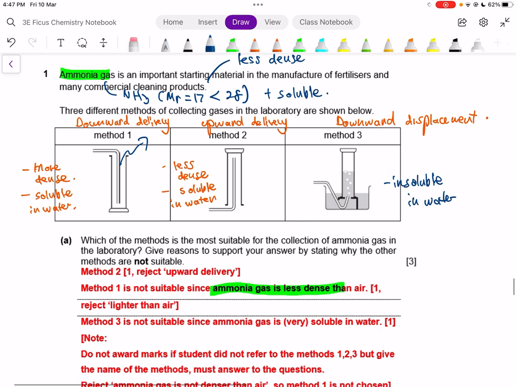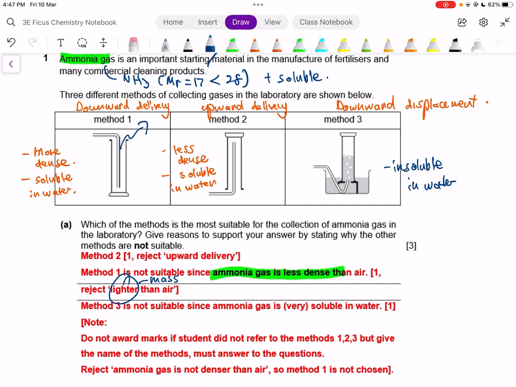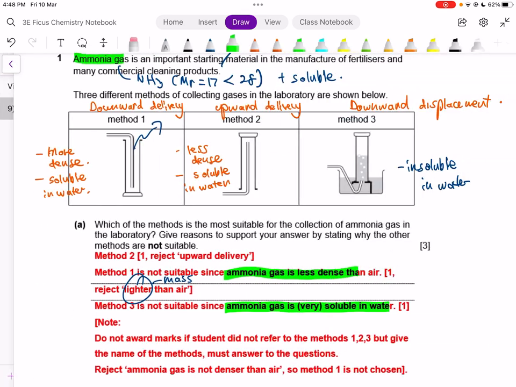You cannot say lighter. Lighter is for mass. If you say lighter, then I will reject it. That answer doesn't work. Lighter is for mass, not for density. Some of you all got it wrong. Some of you said denser, right? Which cannot. Then another thing, method 3 is not suitable because ammonia is super soluble in water. So all this you can actually find inside your summary notes.